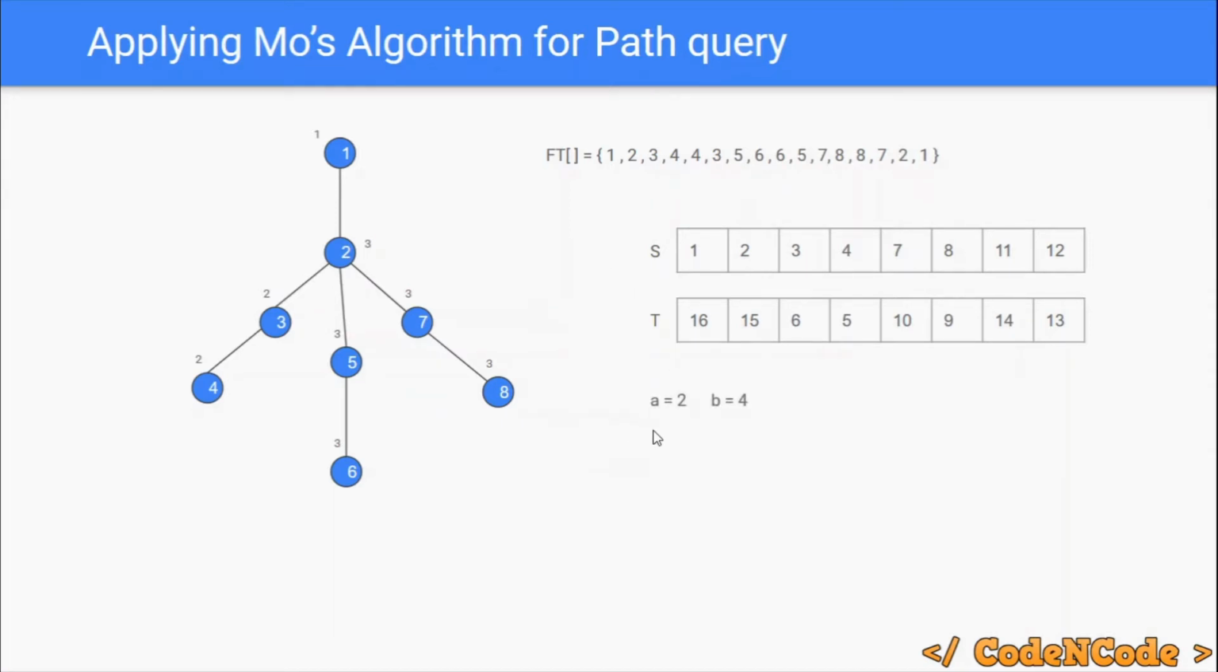Now suppose the query is of the form AB, where A is node 2, B is node 4. So on the path from 2 to 4, the result should be 10 because 3 to 2 is 10, right?